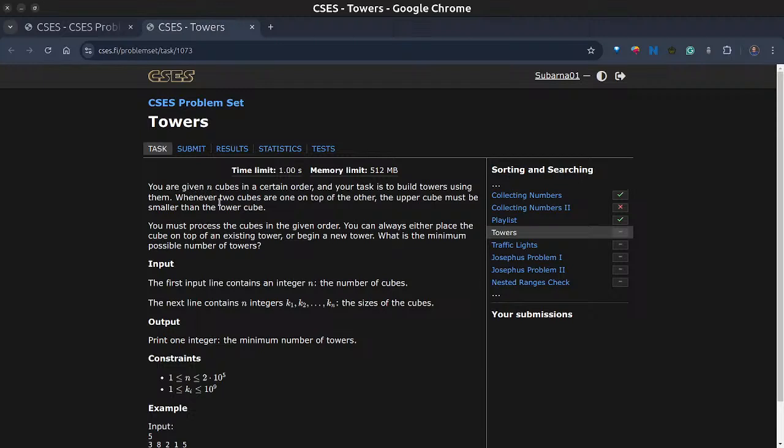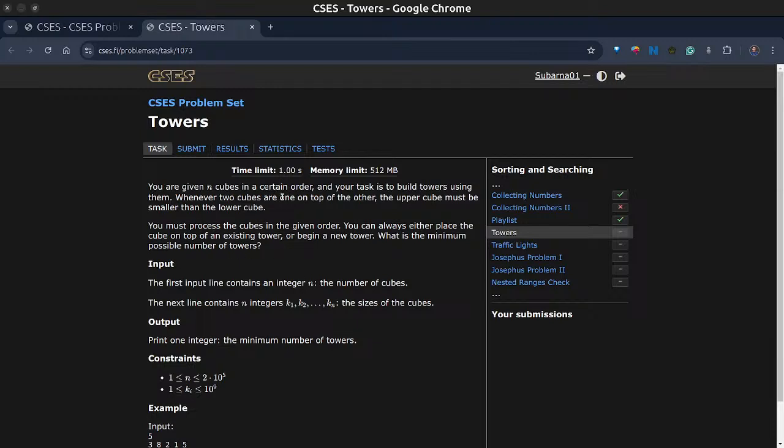You are given n cubes in a certain order, and your task is to build towers using them. Whenever two cubes are one on top of the other, the upper cube must be smaller than the lower cube. You must process the cubes in the given order. You can always either place the cube on the top of an existing tower or begin a new tower. What is the minimum possible number of towers?